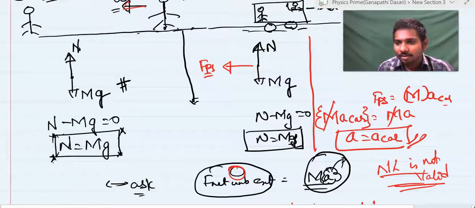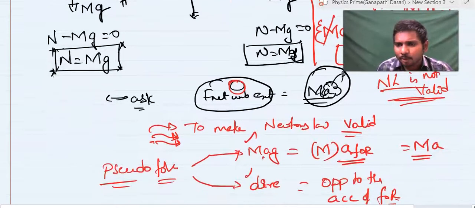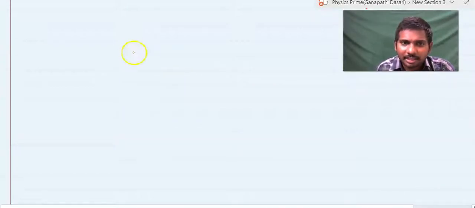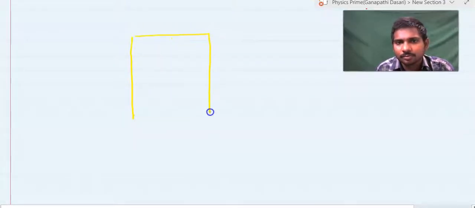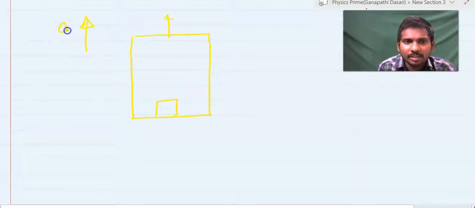Let us solve some very trivial problem that you already solved in the previous video to make our point more clear. So let us see the situation. An elevator problem. A block is kept in the elevator and the elevator is moving upwards with an acceleration a.